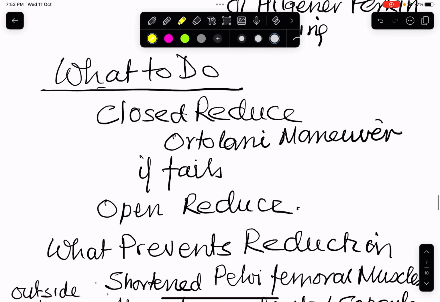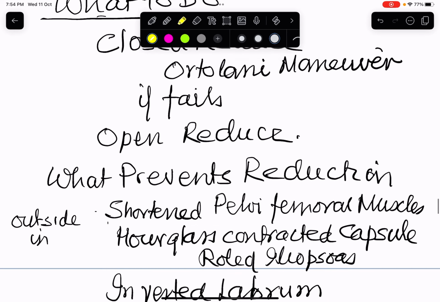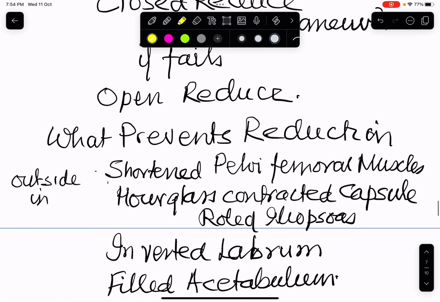What should I do? I should close reduce by the Ortolani maneuver or the Bigelow maneuver. If the child is an adult, you will have to do a Bigelow maneuver to be able to close reduce the hip. Supposing you can't close reduce, then you have to open reduce. You have to understand what prevents closed reduction.